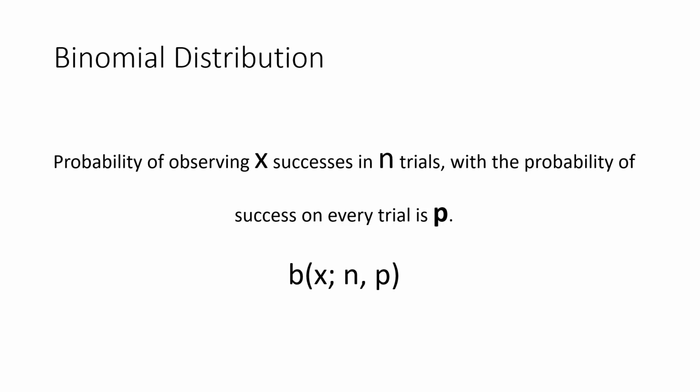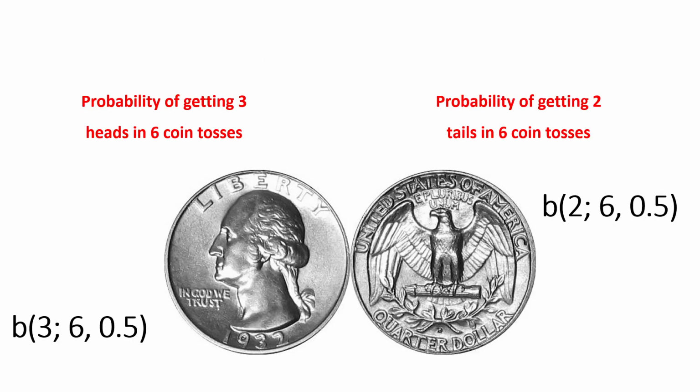So in our coin toss experiment, x is getting 3 heads, n is 6, the number of times we are tossing a coin, and p is 0.5, which we have fixed, that is the probability of getting head or tail in every successive coin toss. So here the binomial variable for getting 3 heads in 6 coin tosses with probability of success 0.5 is given on the left hand side, and getting 2 heads in 6 coin tosses with probability 0.5 is given at the other end of the slide.